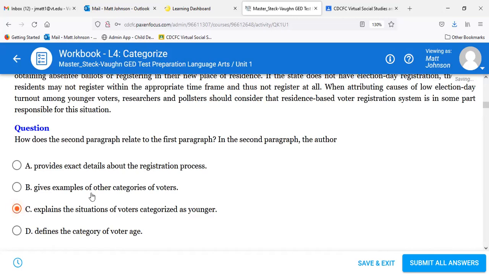So that's the relationship, right? In the first paragraph, we get the overall introduction. Then we start talking about older voters. And then in the second paragraph, we move on and we explain the situation of younger voters, all right? Okay.